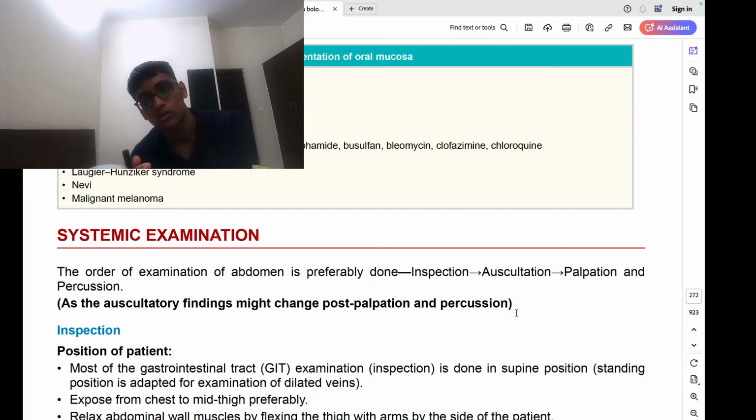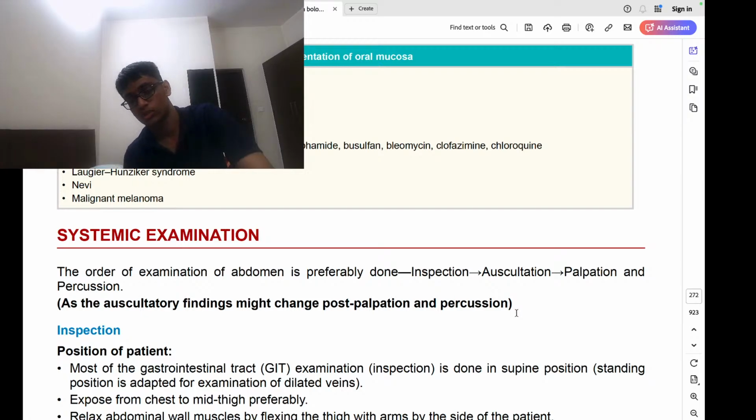Pigmentation of oral mucosa, you have Addison's disease, Peutz-Jeghers syndrome, hemochromatosis, heavy metals like lead, seen in the gums. Then acanthosis, drugs like hormones, oral contraceptives, cyclosporine, busulfan, bleomycin, clofazimine, and chloroquine also will cause it. And then nevi also will be there, and malignant melanoma will be there.